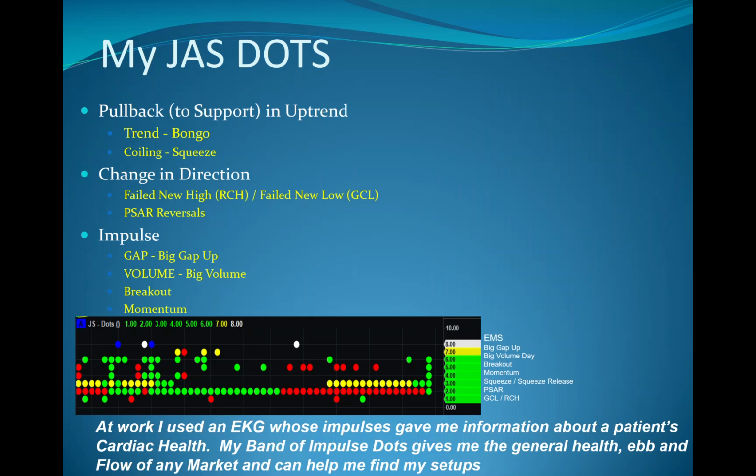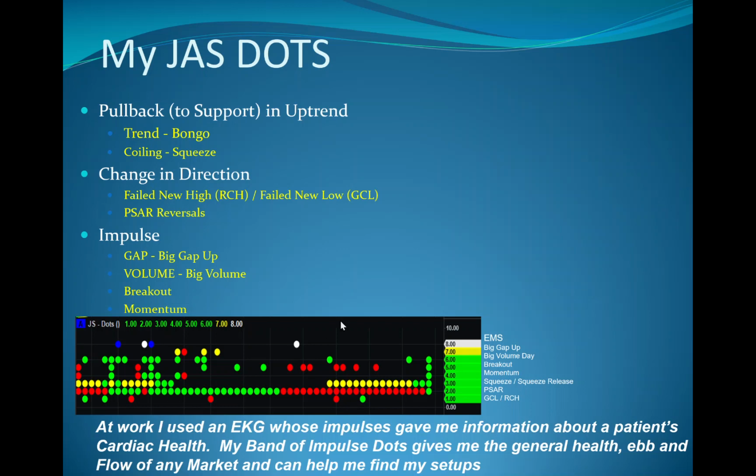So my dots from the top, we'll talk separately about the EMS. The blue is an EMS buy, the white is an EMS sell. All right, but we'll talk about that later. The top dot is a big gap up, then there's big volume, breakout, momentum, squeeze in yellow, squeeze release in green, meaning it came out of the squeeze.